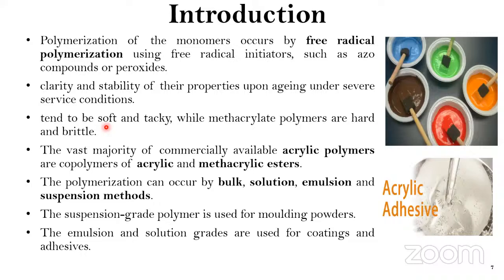The suspension grade polymer is used for molding powders. Whatever polymeric powder we get from acrylic polymers using suspension polymerization, we can use it for molding purposes. The emulsion and solution grades are used for coating and adhesive purposes.